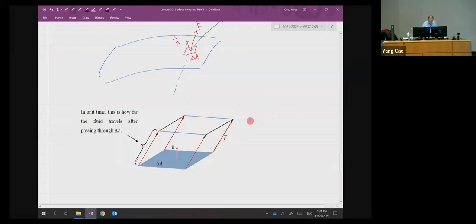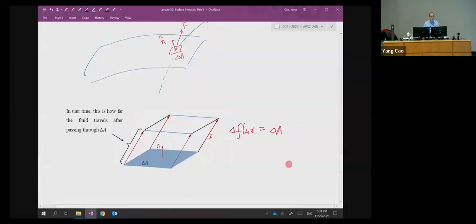So let's calculate the volume, right? Basically you get a delta flux, which equals the volume of this object here. The volume equals the base area, back to our first lecture, if you recall, that second lecture. When you calculate the volume of a parallelogram, what is it? It's the base area multiplied by the height. What is the height then? What is the height?